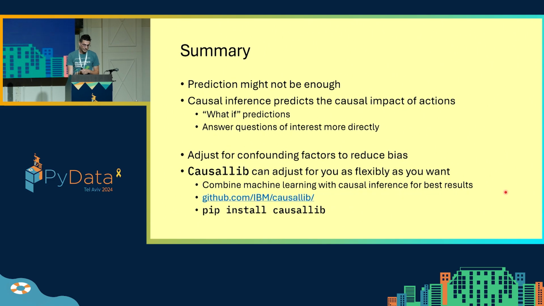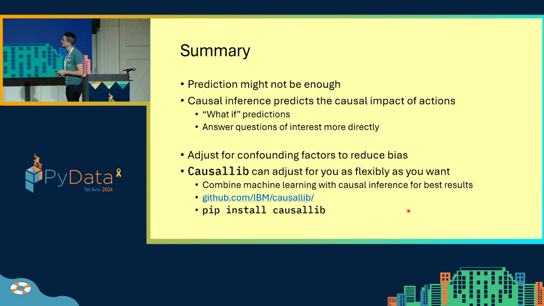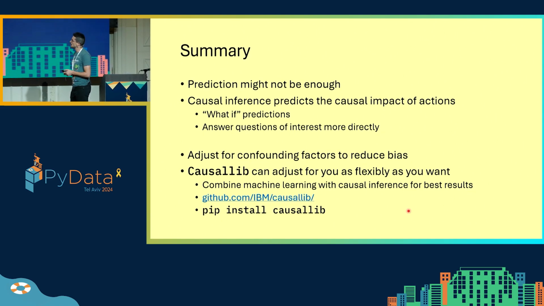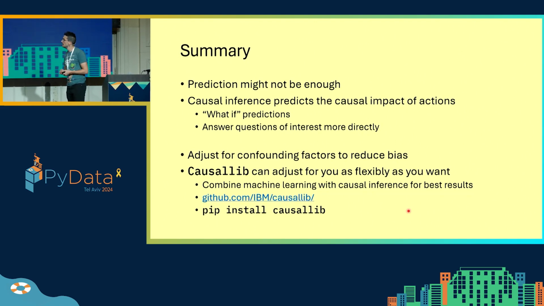And we can do that. We can make those what-if predictions in an unbiased way if we adjust for other variables, and Causallib can do this adjustment for us flexibly and easily, and we can combine machine learning and causal inference to gain better efficiency from our data.